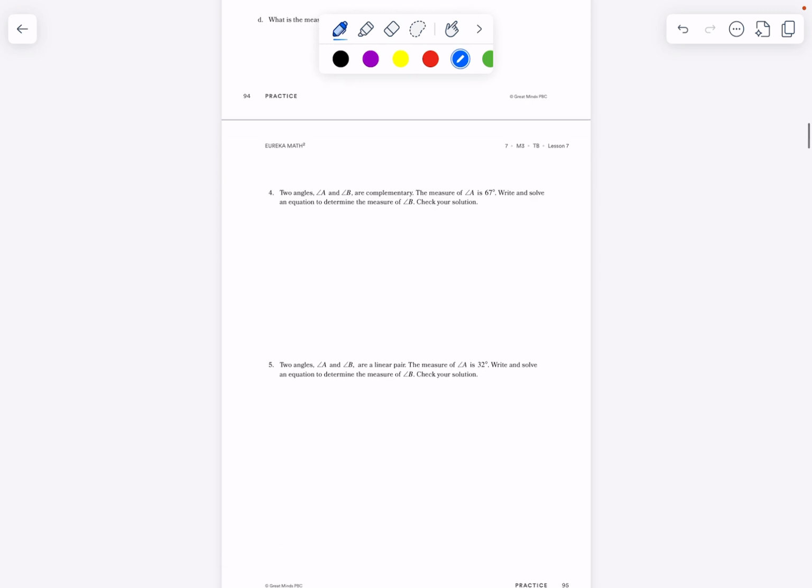Alrighty, number 4. Okay, so no pictures. So A and B are complementary. So complementary angles, those add to 90 degrees. And I like to just draw a diagram right away. So 90 degrees. The measure of angle A is 67. So it looks like we don't know B, and that's going to be our variable X. So I'm just going to draw a random angle. We'll call this top one 67 this time, and then this one's going to be X. So that tells me that when I add those two angles together, it's going to equal 90 degrees. And so you'll have to write that equation.